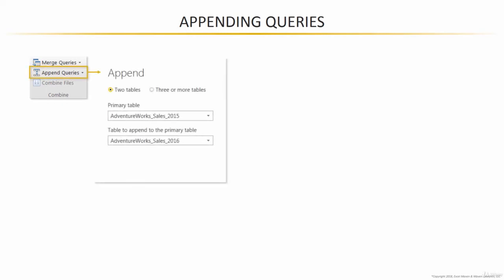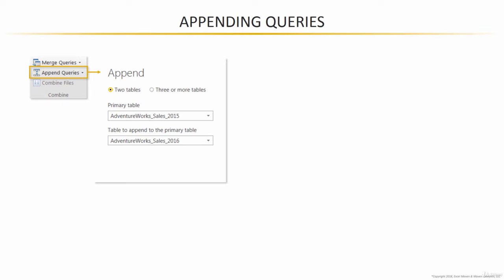All right, next up we've got Appending Queries, and you'll find that Append Queries tool right under Merge in the Home tab of the query editor. When you click that button, you'll see a really simple dialog box like this, where you can choose to append either 2 tables or 3 or more.